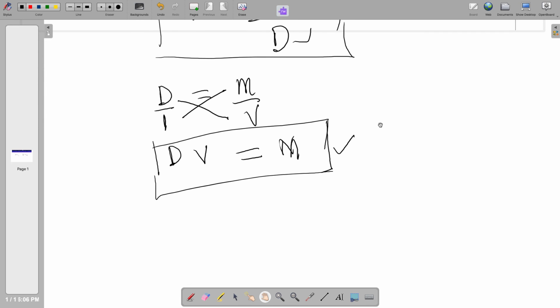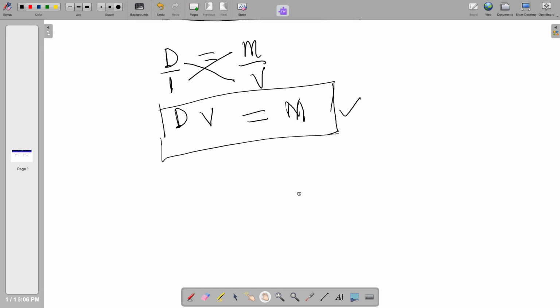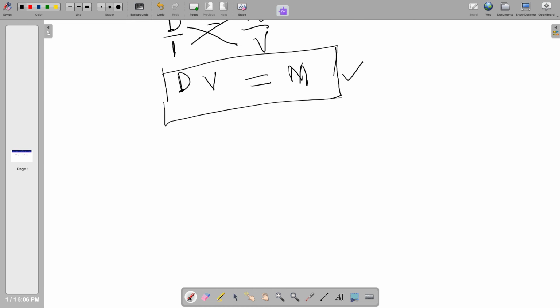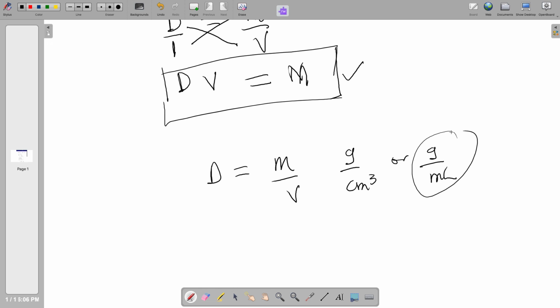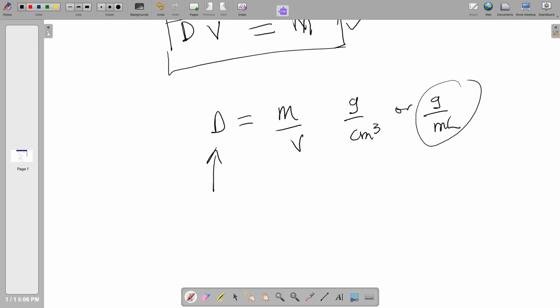Okay. Now, this is one way of manipulating the density equation, that is, by using algebra. You can also solve problems involving density once you know that density is a derived unit, because density is mass over volume. That means that we have grams per cubic centimeter or grams per milliliter. As you've seen, there are two units in one. So that is a derived unit, which means that you can always use it as a conversion factor. So the density value can serve as a conversion factor.